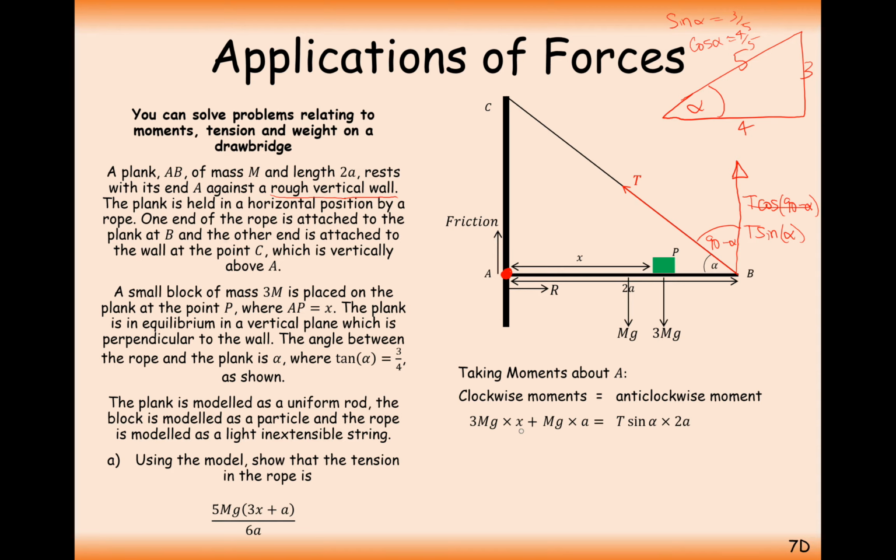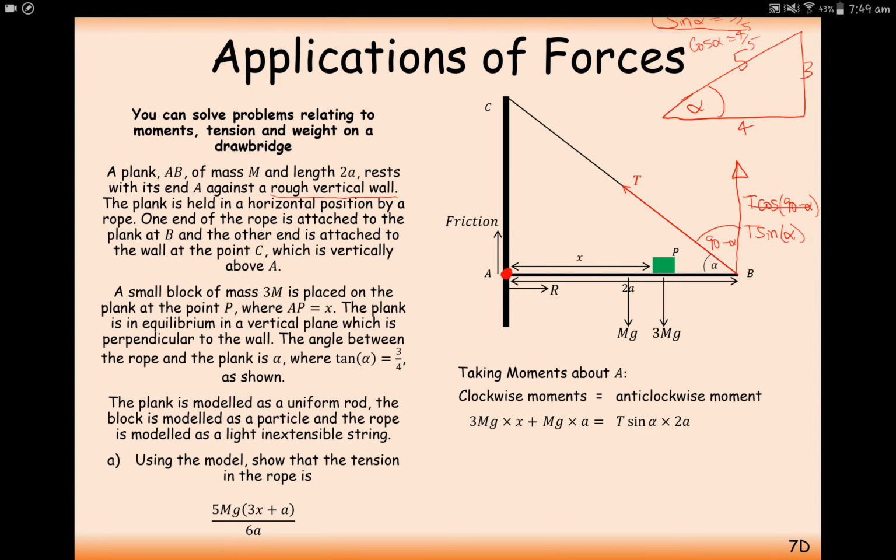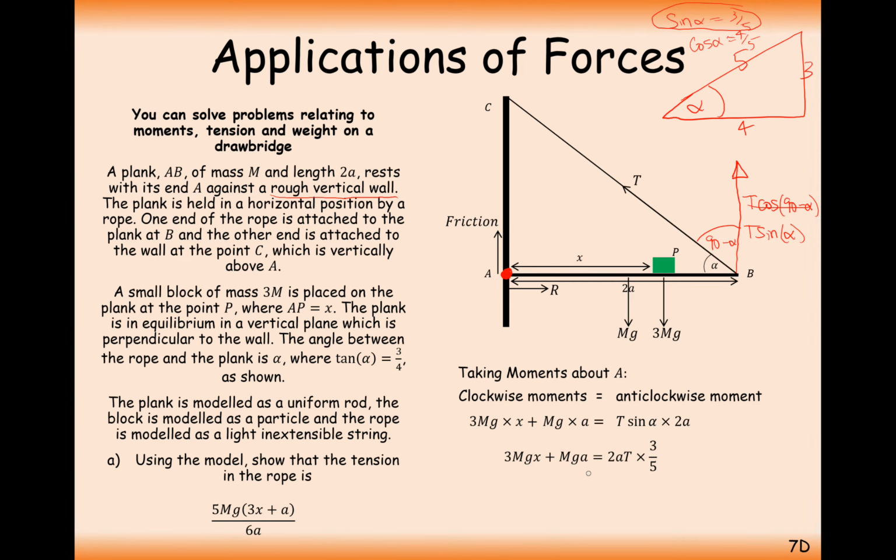Let's now go ahead and simplify the left hand side, and we'll also bring in sine of alpha as the value 3 out of 5. So there we are. So 3mgx plus mga equals 2a times T times 3 out of 5 for the value of sine alpha. So we've got to rearrange it into this thing here.